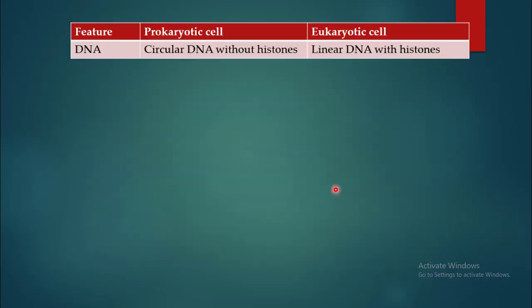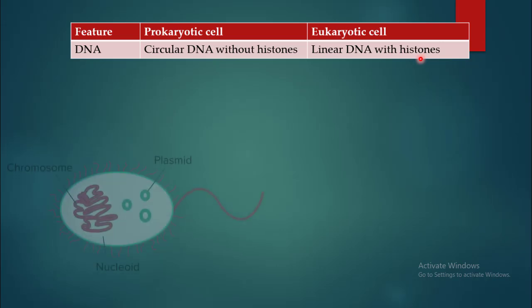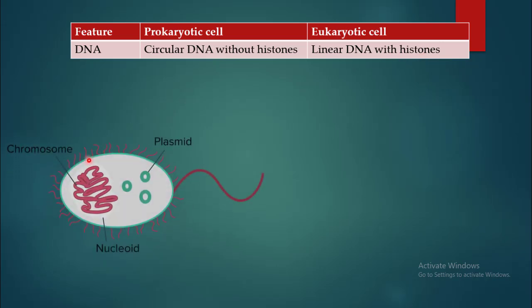Another important difference is when you talk about the DNA or the genetic material. The prokaryote actually has a circular DNA without the famous histone proteins. But when you talk about the eukaryotic cell, you have linear DNA, and they have these histones over here. If you look at this one, if this is the DNA of the prokaryotic cell, you do not see any histones over here.